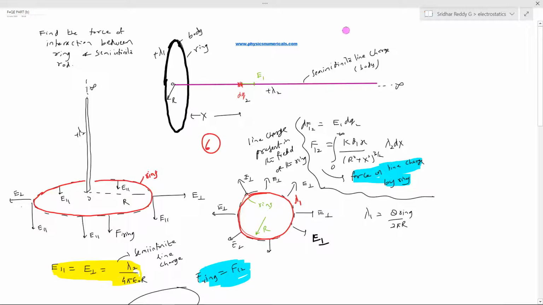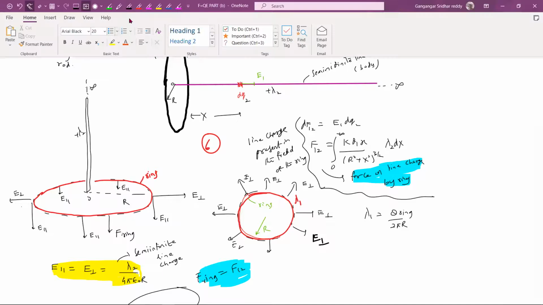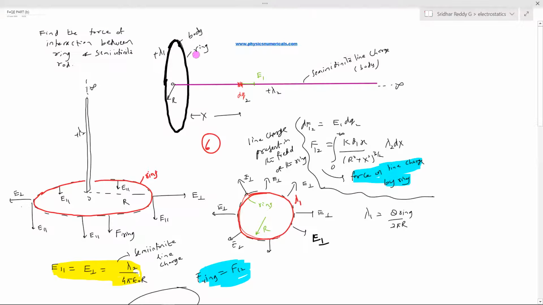There's a charged ring of linear charge density lambda 1, and we have a semi-infinite line charge. What is the question? Find the force of interaction between the ring and the semi-infinite rod. One end of the rod is at the center of the ring, the other end is at infinity, and the rod lies along the axis of the ring.